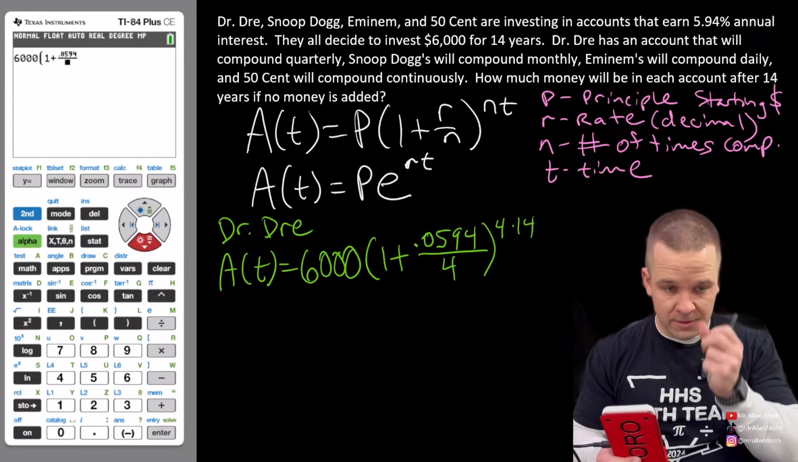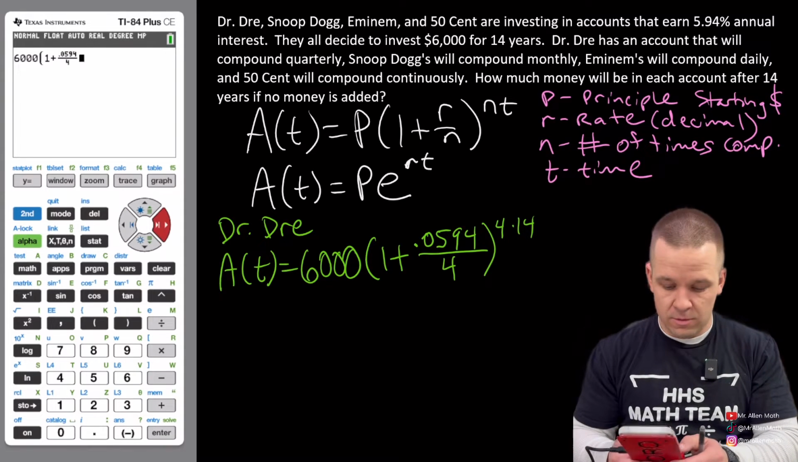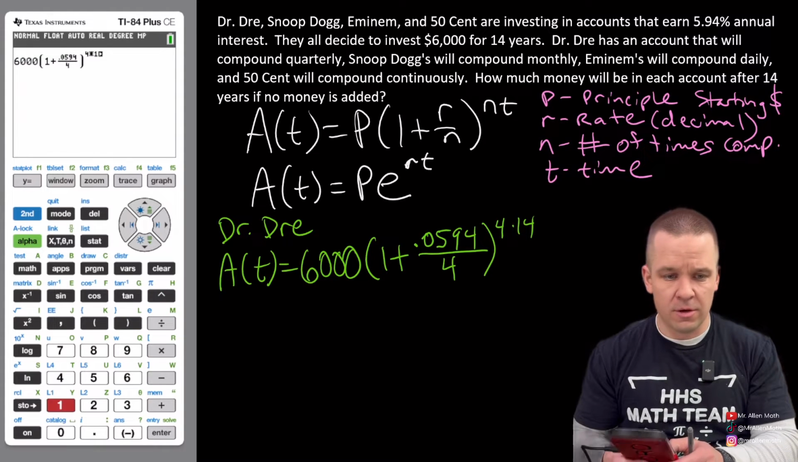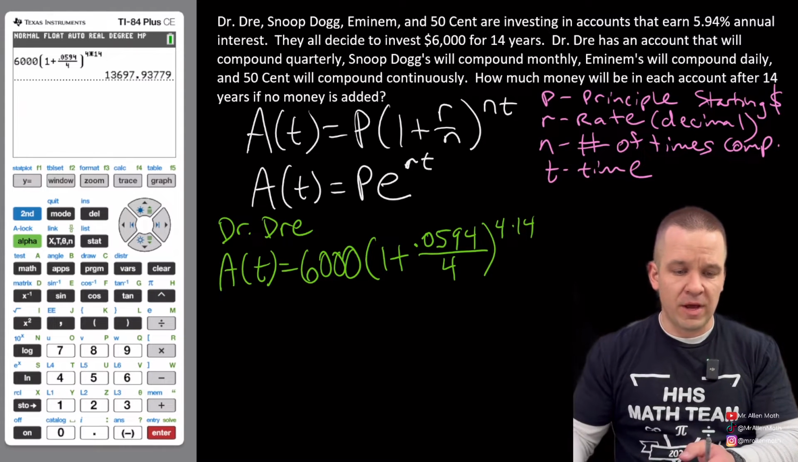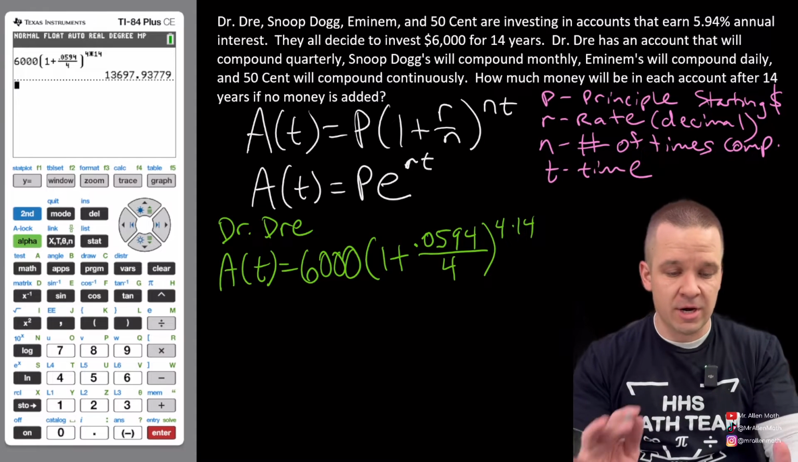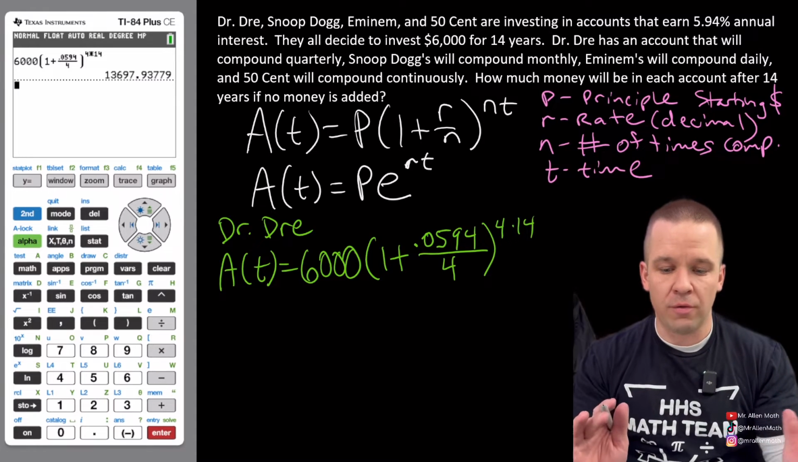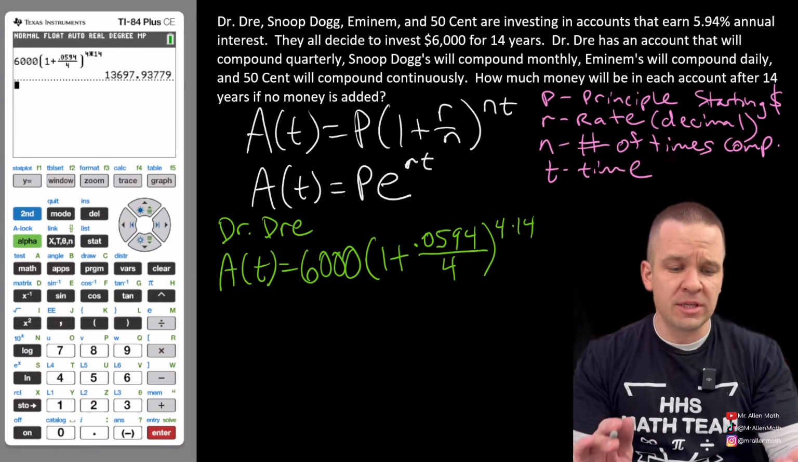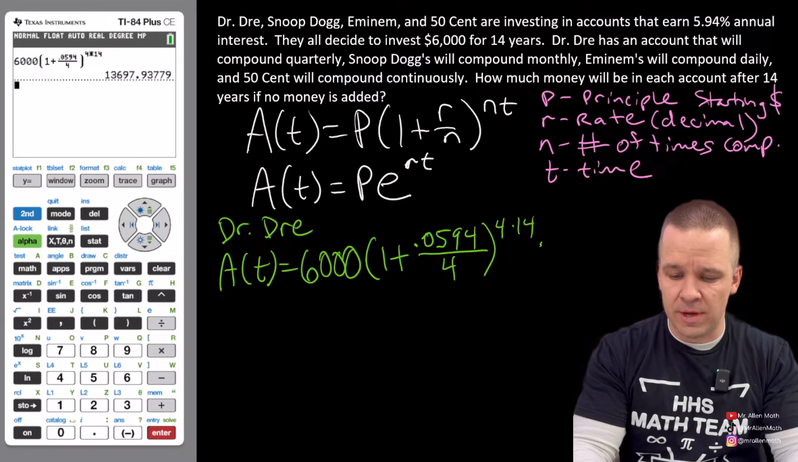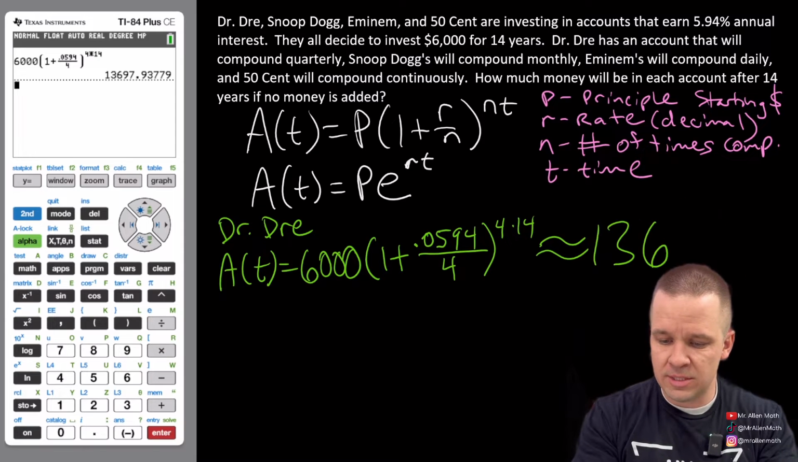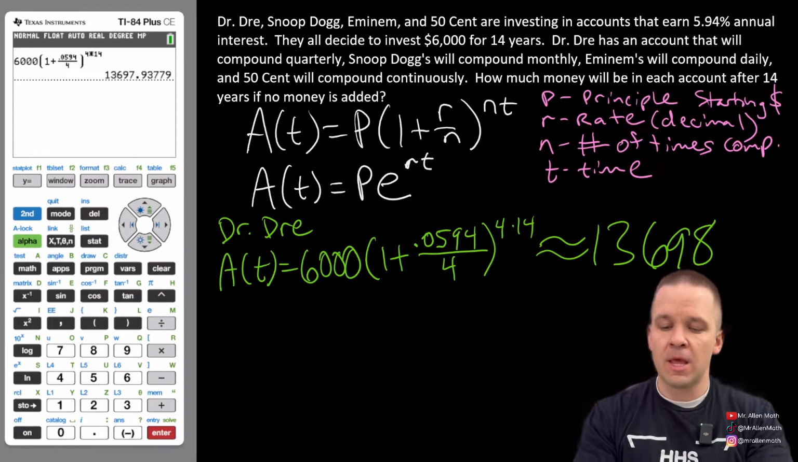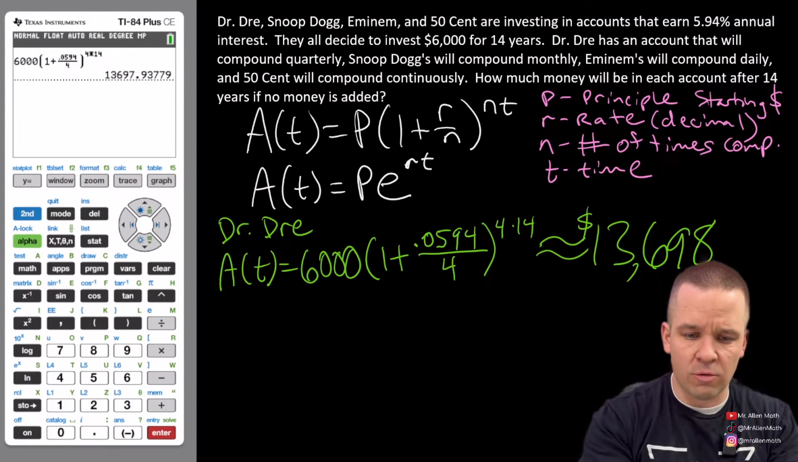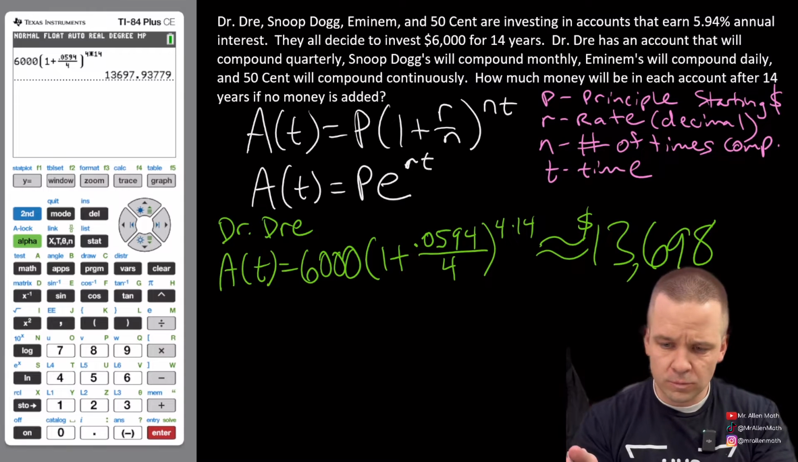0.0594 divided by 4, parentheses, and then we have raised to the 4 times 14. We've got 13,697.93. Let's go to the nearest dollar here. 13,698. So about 13,698, okay? So that's the first one. That's Dre.